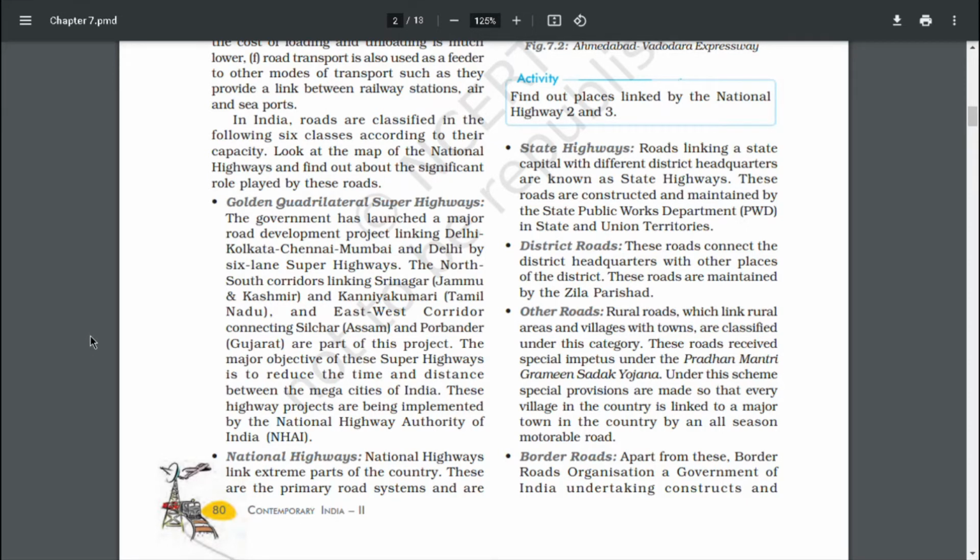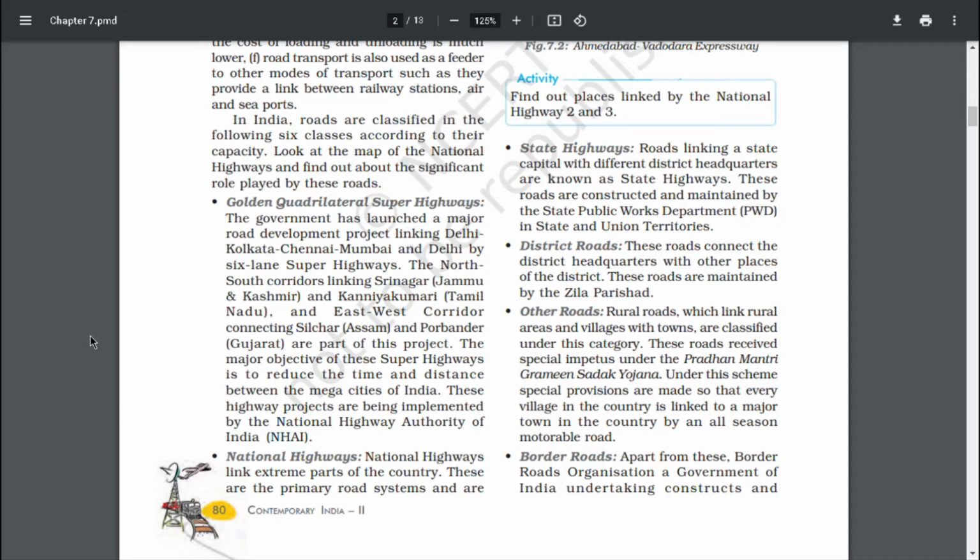First, Golden Quadrilateral Superhighways. The government has launched a major road development project linking Delhi, Kolkata, Chennai, Mumbai, and Delhi by joining 6-lane superhighways. The North-South Corridor linking Srinagar, Jammu and Kashmir and Kanyakumari, Tamil Nadu, and the East-West Corridor connecting Silchar, Assam and Porbandar, Gujarat are part of this project.